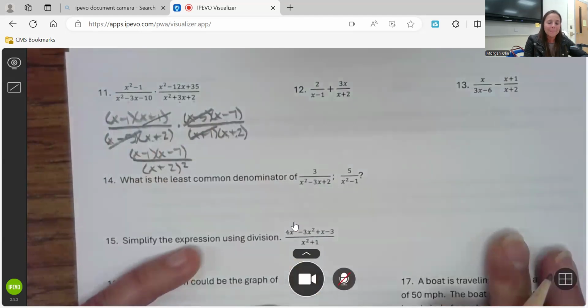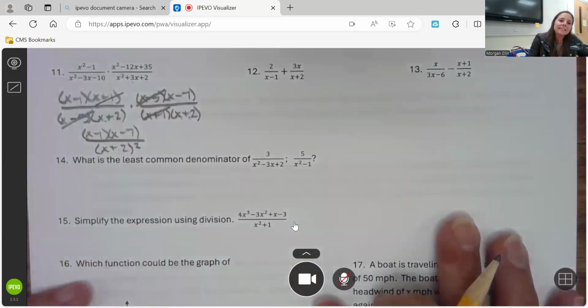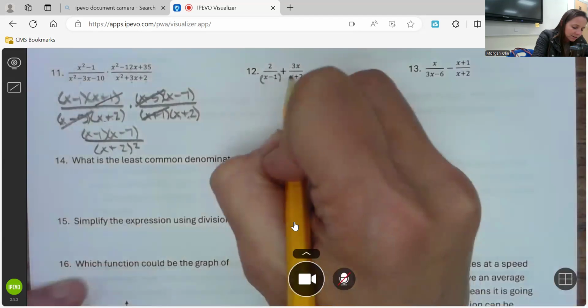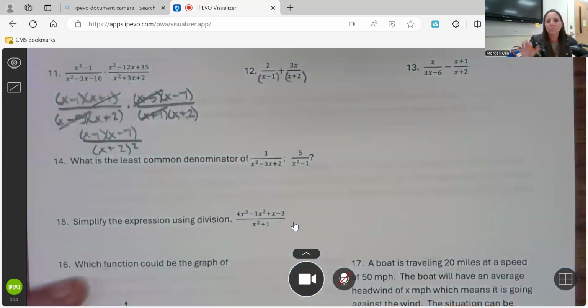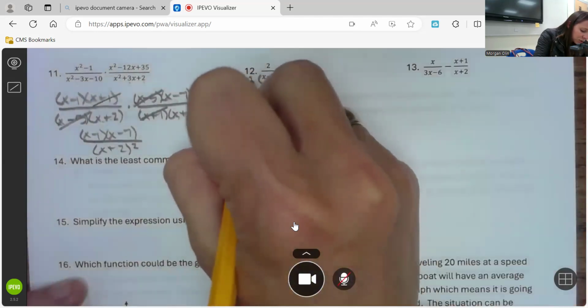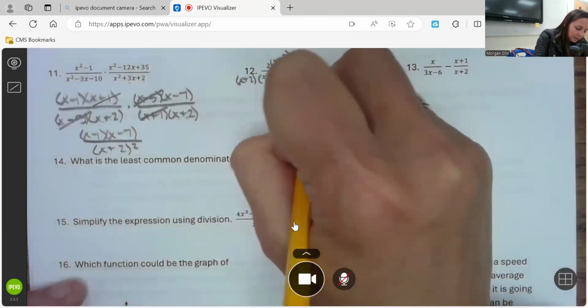All right. Now, number 12. It's adding. We need a common denominator. Okay, now you can't just like add or subtract things. You can only multiply things to the denominator. So like this one needs an x plus 2, but whatever you do down low, you have to do up top. This one needs an x minus 1.